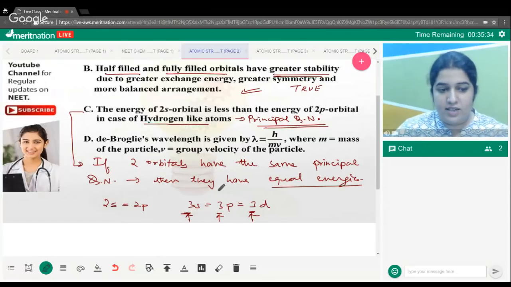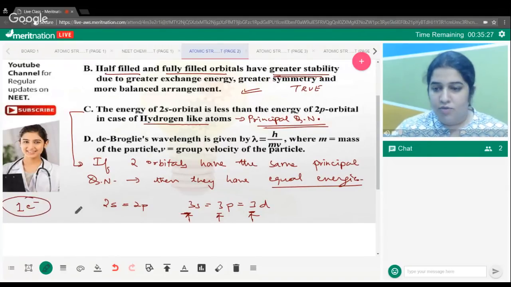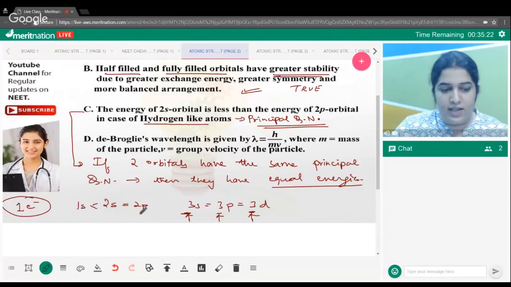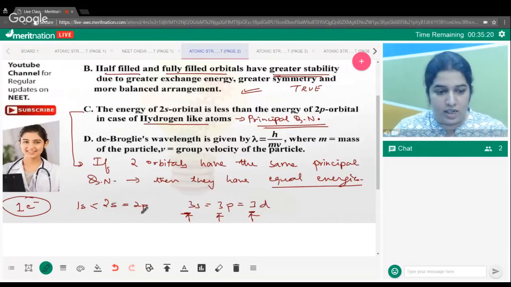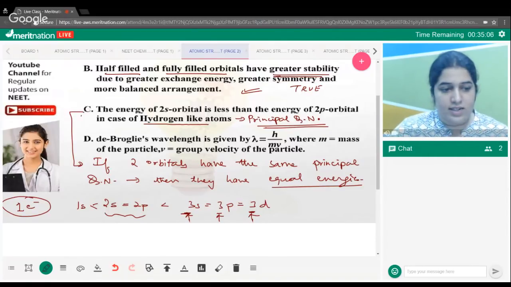It is simply only for hydrogen-like atoms. Hydrogen-like species will have only one electron, which will reside in the 1s orbital. So 1s orbital will have lesser energy than the second shell, than the third shell. All the orbitals residing in the second shell will have equal energies. Is it clear? So it tells me that option C is incorrect. This is false, so that is my correct answer.